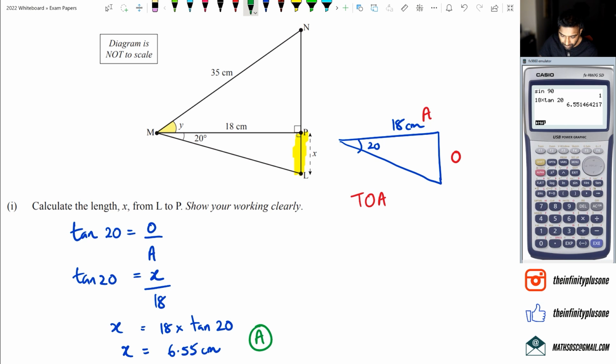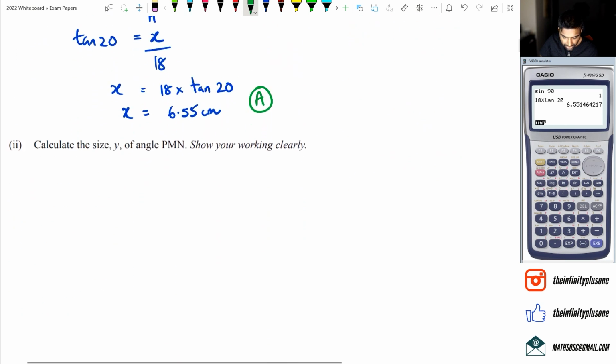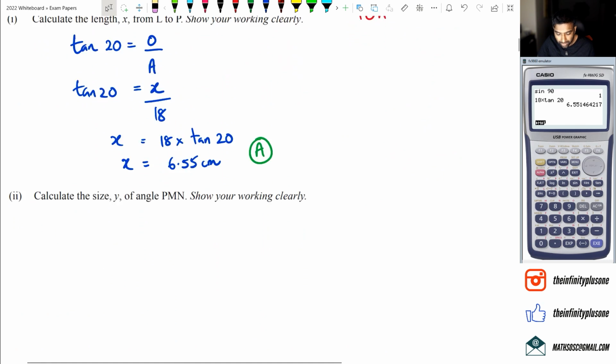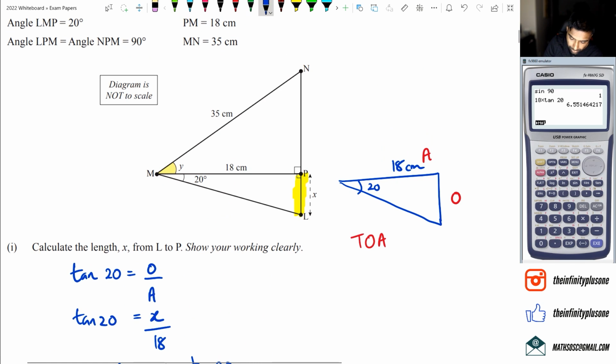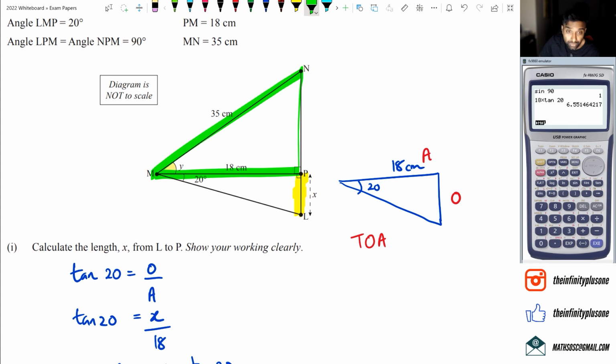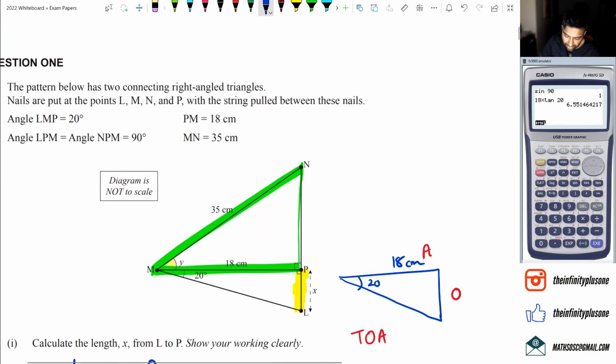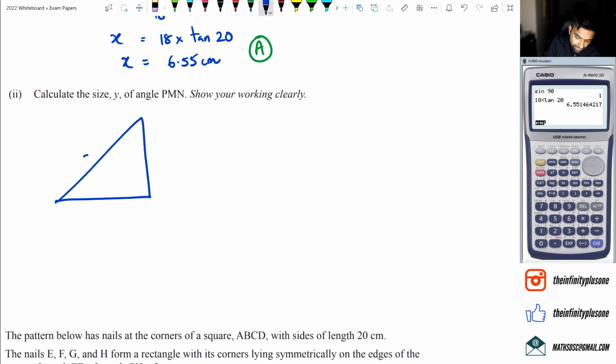So let's go to the second part of this question. It's asking us to calculate the angle y. That's going to be the top triangle, so I'm going to be looking at the green triangle here. I'm just going to copy that down. So we've got the triangle that looks like this. I forgot the numbers, 35 and 18. So this is 35 centimeters, this is 18 centimeters, and this is y.